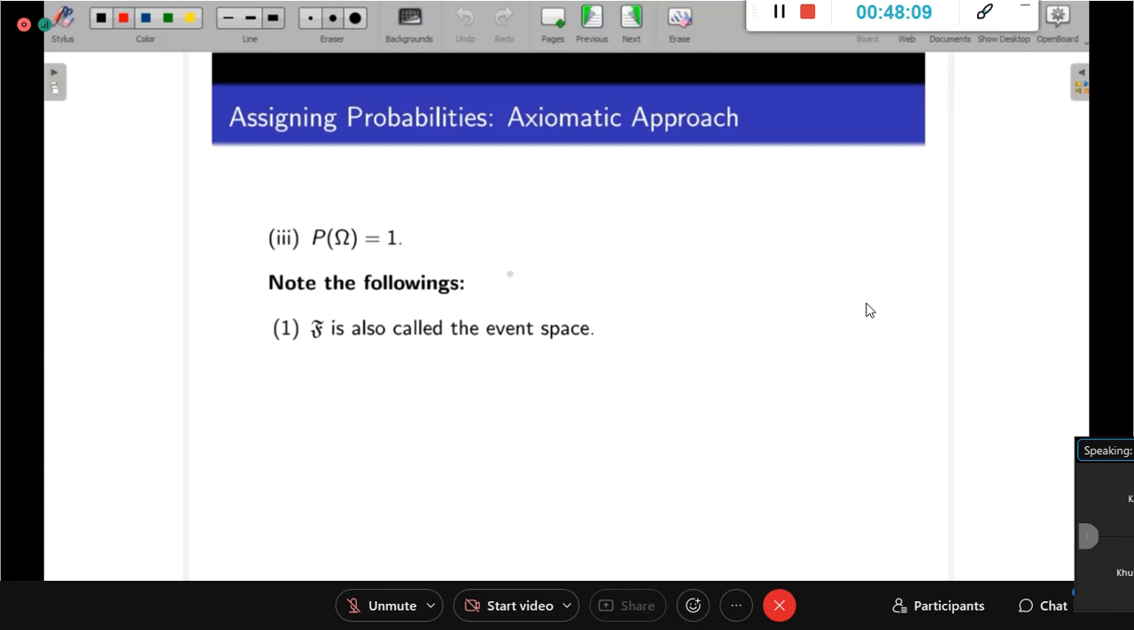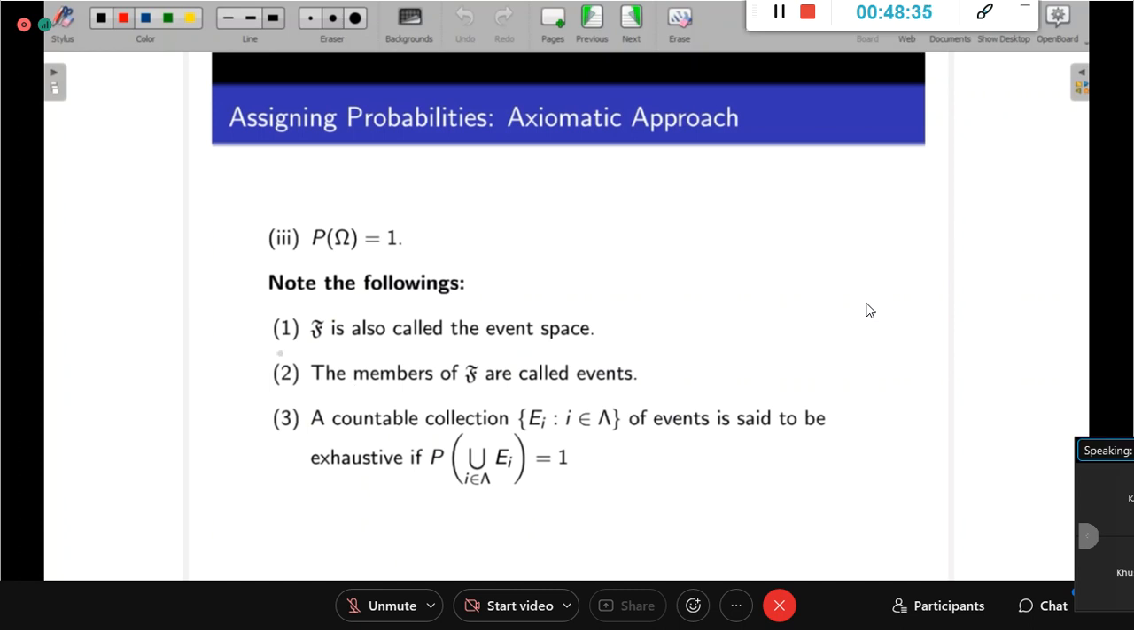Now let's move forward. So 2 to the power omega is also called the event space. You have all the possible subsets of omega, and you can identify them as events. So together you can define it as the event space. So 2 to the power omega, and here also 2 to the power omega, are called events. That's also fine. Okay, right.